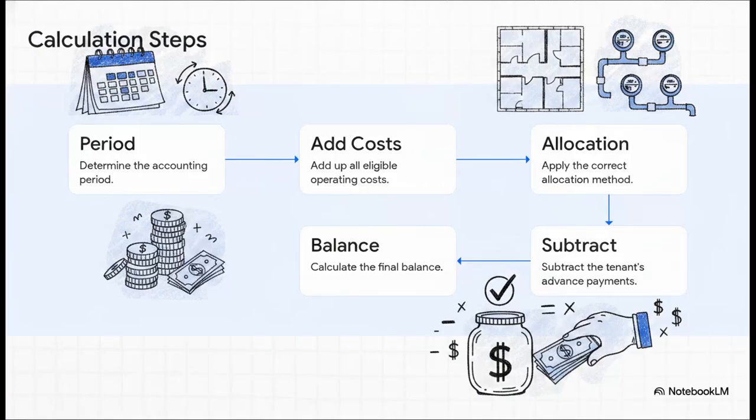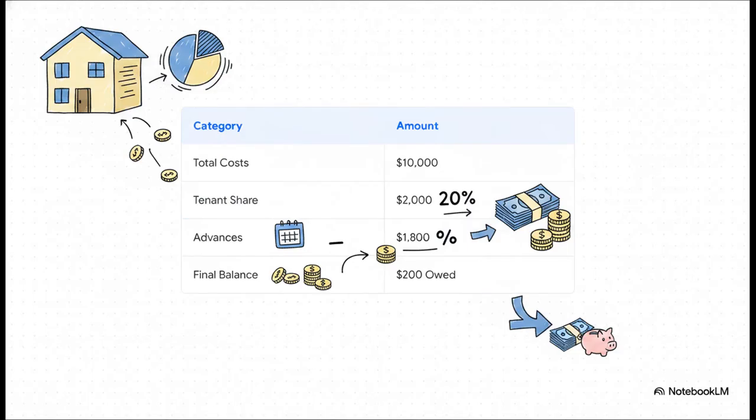To prevent any confusion, the calculation follows a really precise 5-step path. You start by defining your standard 12-month accounting period, and then you accurately tally up all those eligible operating costs we just went over. The vital next move is applying the correct allocation method. Are you splitting this total bill based on the square footage of each apartment, or are you using actual metered consumption, like individual water meters? Once you've got that settled, you simply subtract the advance payments the tenant has already made throughout the year to reveal the final balance. Let's put some real numbers to this, to literally follow the money.